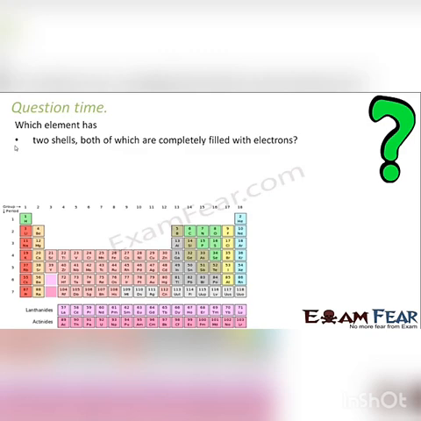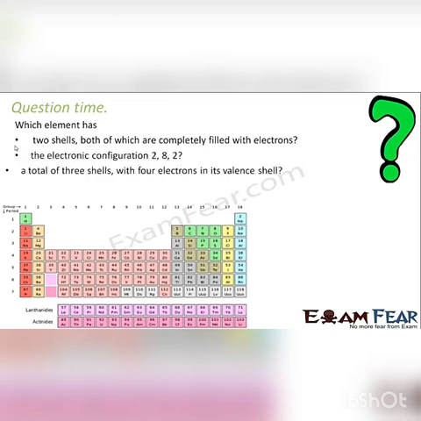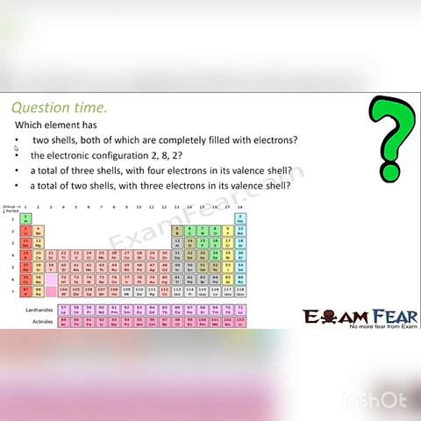Which element has two shells, both of which are filled with electrons? That's the first question. Then I have the second, third, fourth, and fifth questions. To answer all of these, let's take the first question: two shells, both of which are filled with electrons.